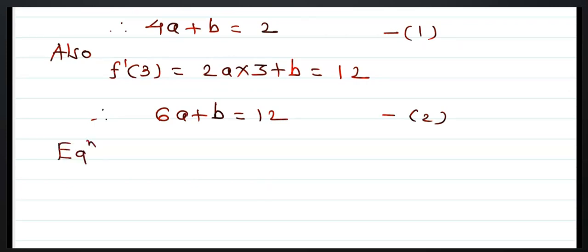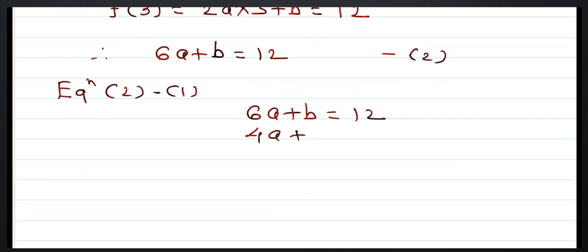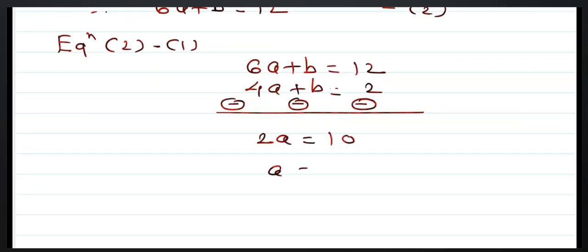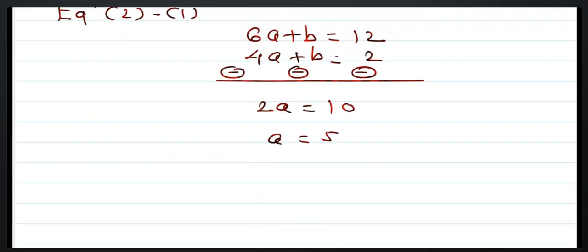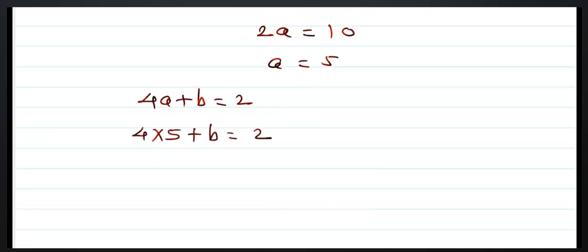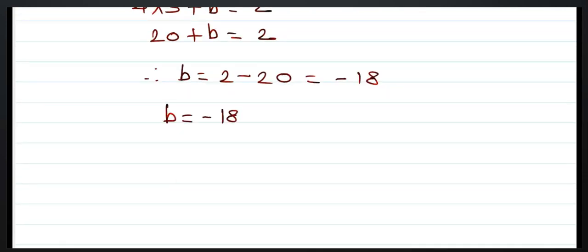Now solve these two equations. Equation 2 minus 1: 6a plus b is equal to 12, 4a plus b is equal to 2. Subtraction, b gets cancelled. 2a is equal to 10, a is equal to 5. Put a is equal to 5, then you will get b. That is 20 plus b is equal to 2, b is equal to 2 minus 20, that is minus 18. b is equal to minus 18.